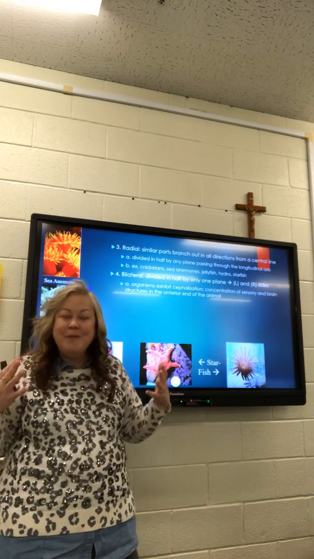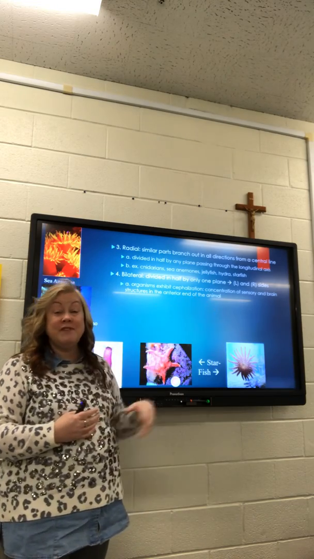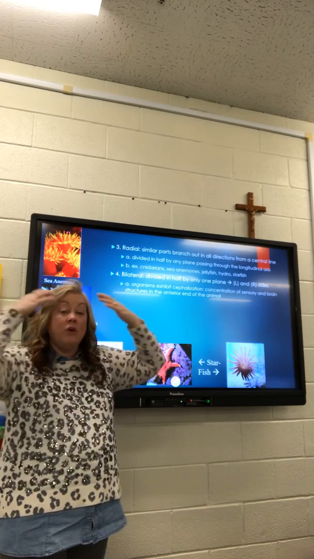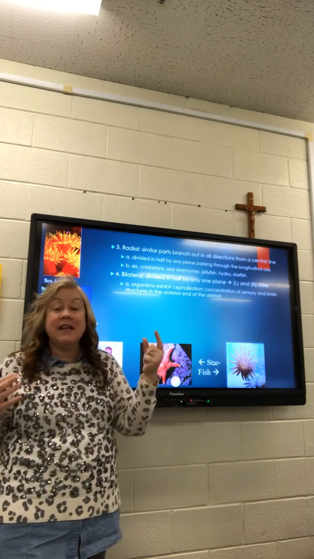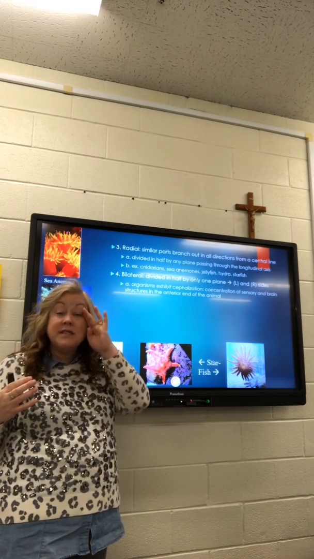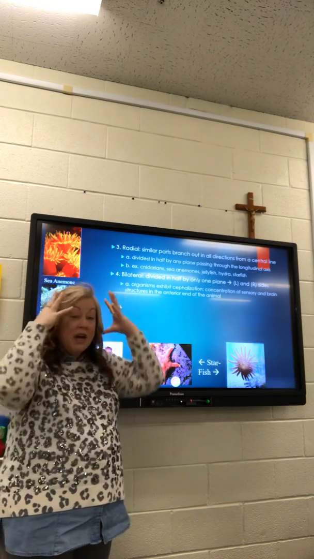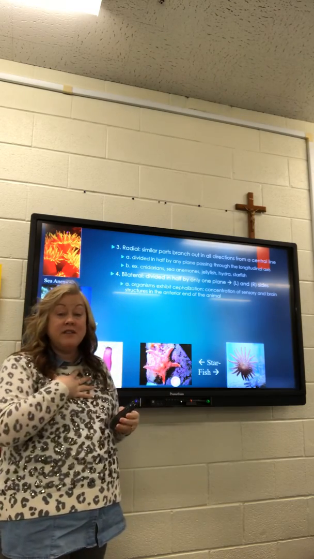But cephalo means head. Cephalization is defined as the concentration of sensory organs at the anterior end. Sensory organs are organs that can taste, like your taste buds, or smell, or hear, or see. These concentration of sensory organs, or like your brain, it's used to think. We have a concentration of sensory organs at our anterior end.